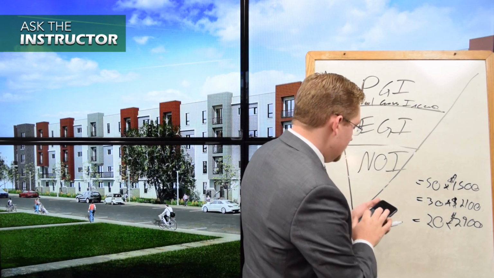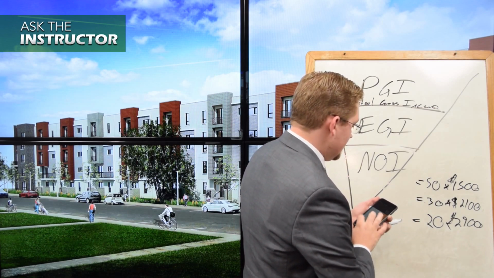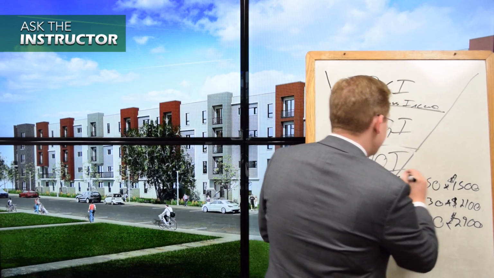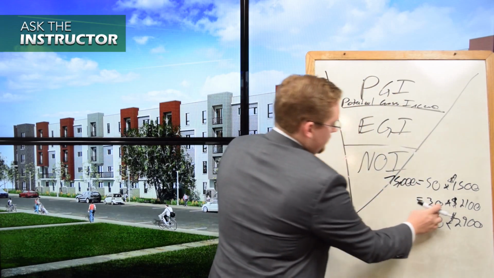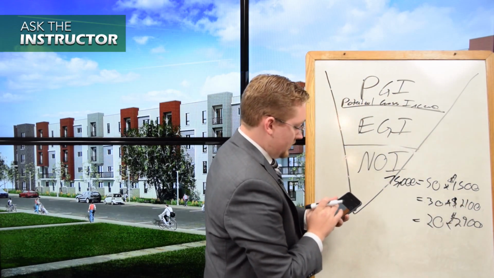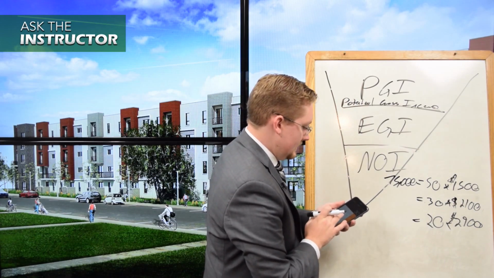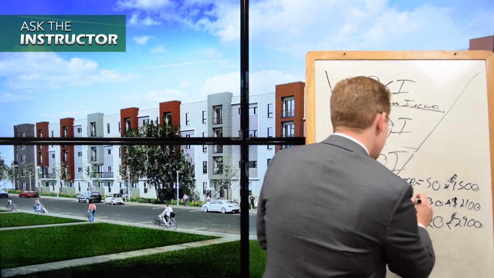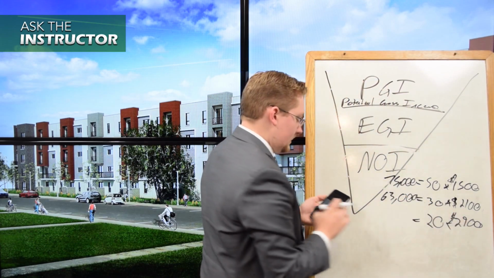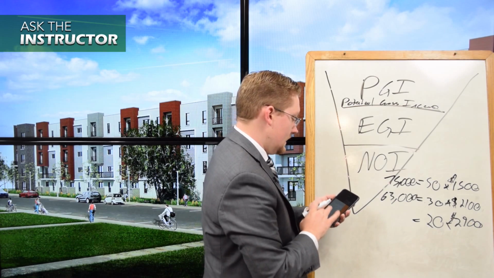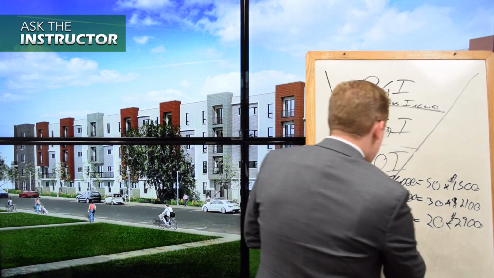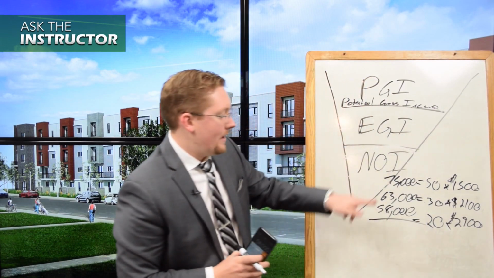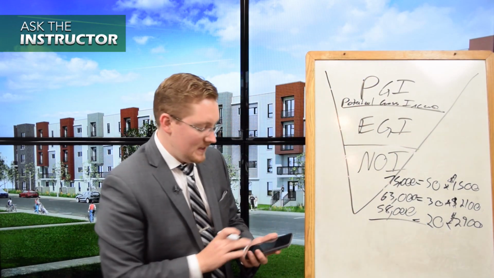So if we have 50 units renting on average for $1,500, that's going to be about $75,000 a month there. These 2-bedroom units, they're renting on average for $2,100. So we take 30 times 2,100. That gives us $63,000. And we have 20 units renting for $2,900. So 20 times 2,900, that gives us $58,000. So we have $75,000, $63,000, and $58,000.